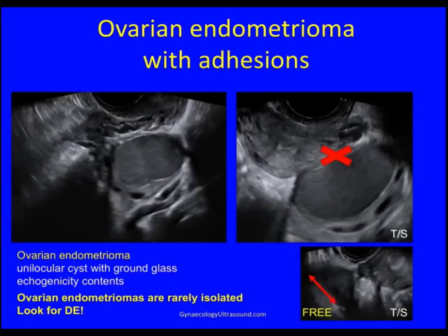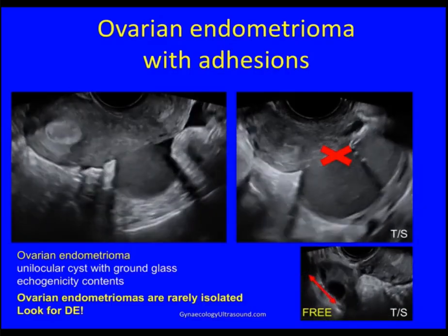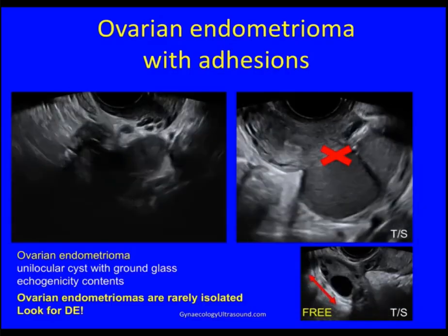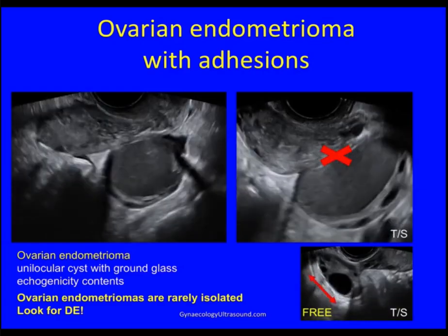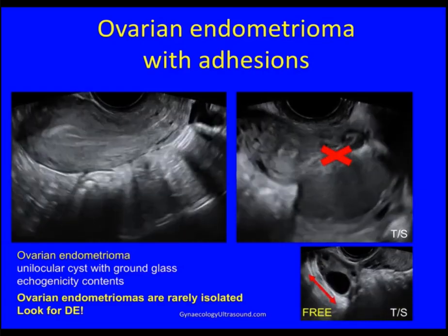Now, ovarian endometriomas are rarely isolated. If you see an ovarian endometrioma, look obviously for adenomyosis in the uterus, but also look for deep endometriosis.